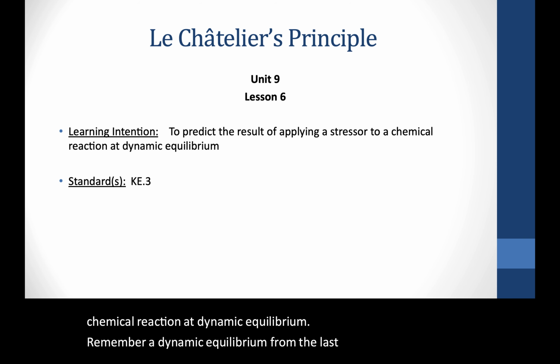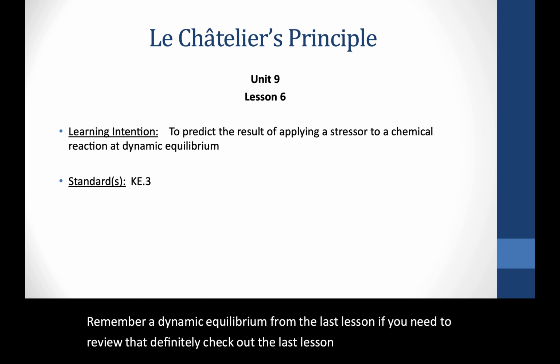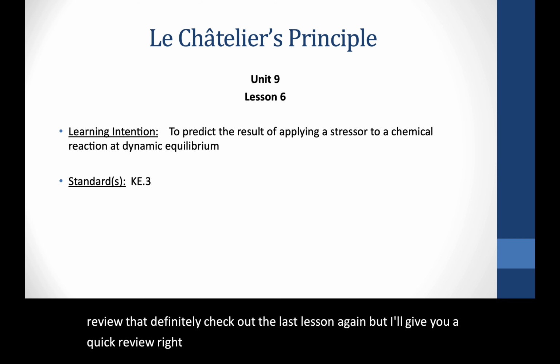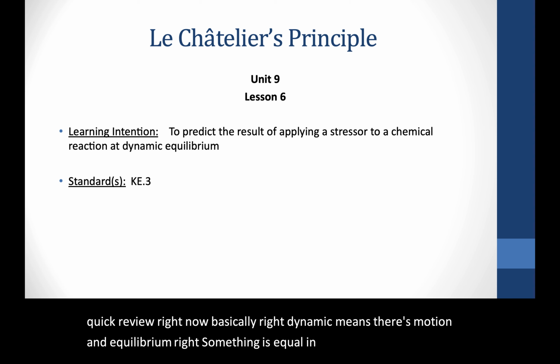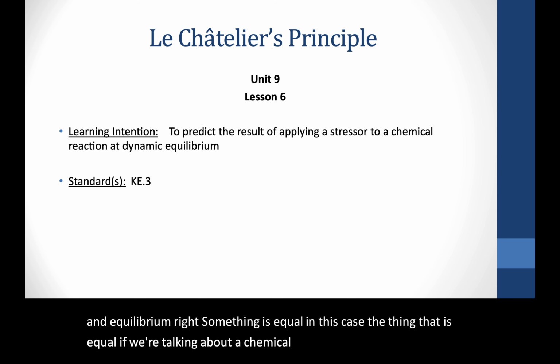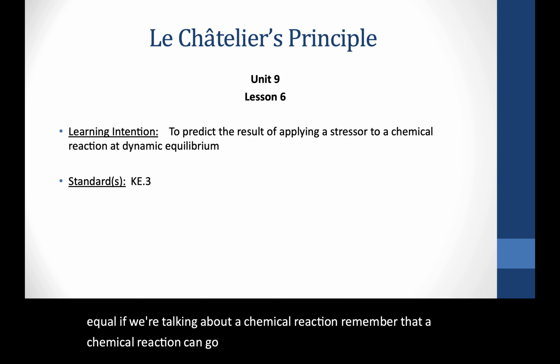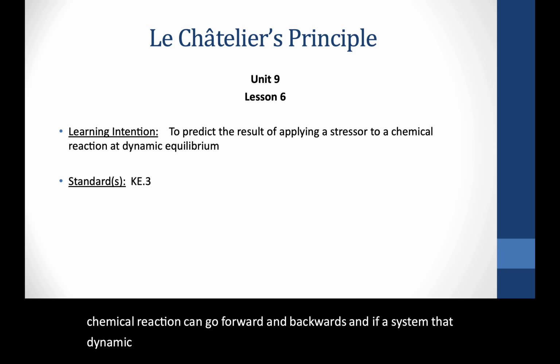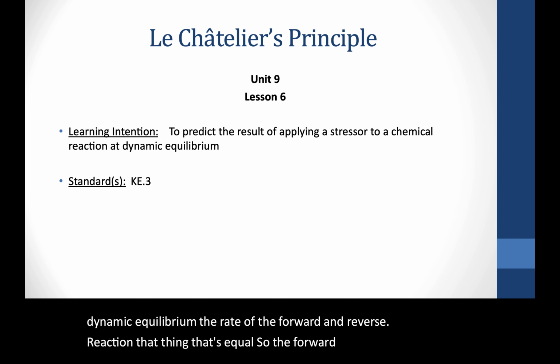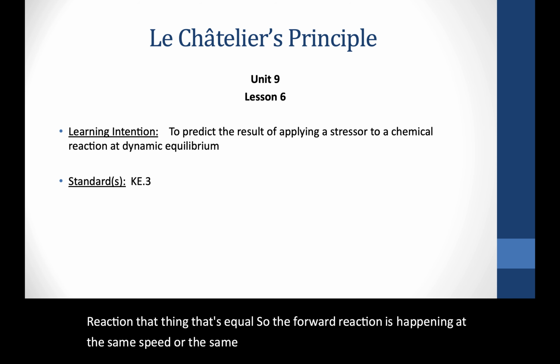If you need to review that, definitely check out the last lesson again. But I'll give you a quick review right now. Basically, dynamic means there's motion, and equilibrium, something is equal. In this case, the thing that is equal, if we're talking about a chemical reaction, remember that a chemical reaction can go forward and backwards. Okay, and if a system's at dynamic equilibrium, the rate of the forward and reverse reaction, that's the thing that's equal. So the forward reaction is happening at the same speed or the same rate as the reverse reaction.